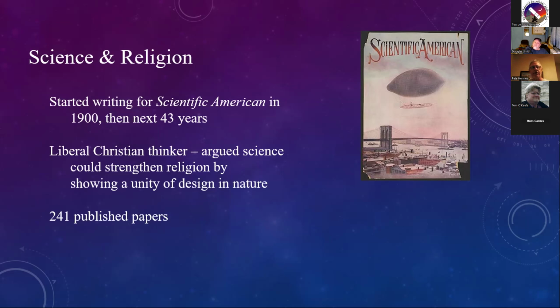He was a liberal Christian thinker. He argued that science could strengthen religion by showing a unity of design in nature. I think this was no doubt a principal tenet by which he lived and conducted his work, both in his religious devotion and in his professional work. He published over 200 papers, so his publication history is pretty extensive throughout his career.